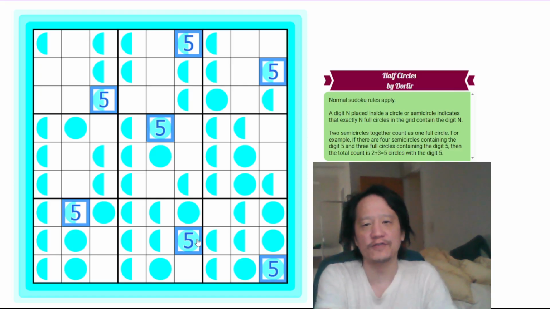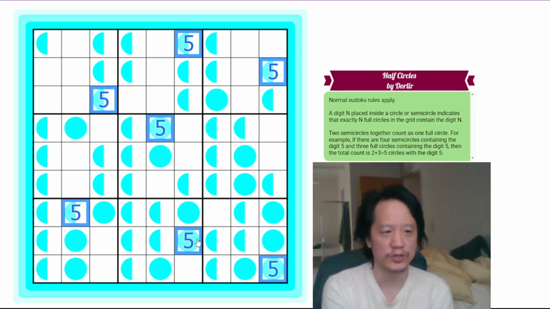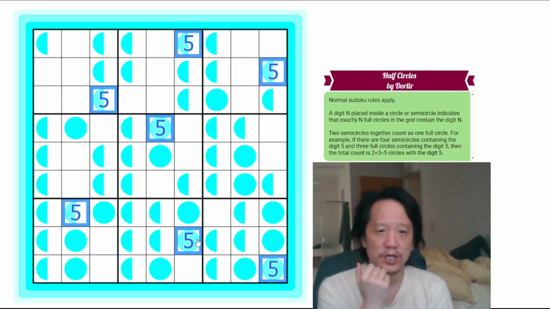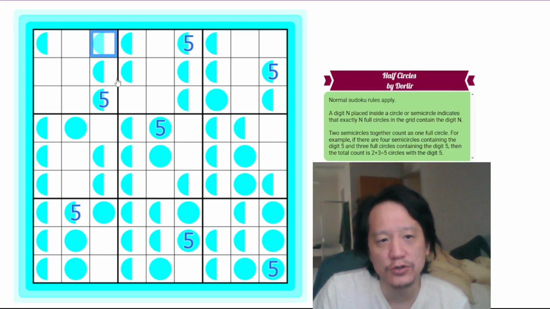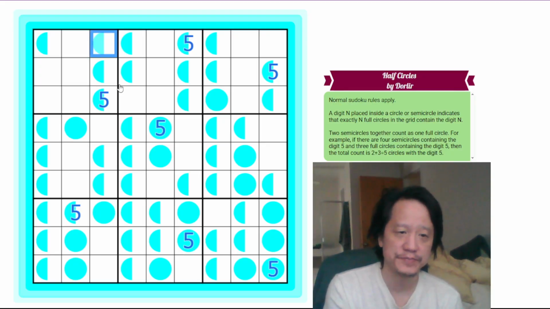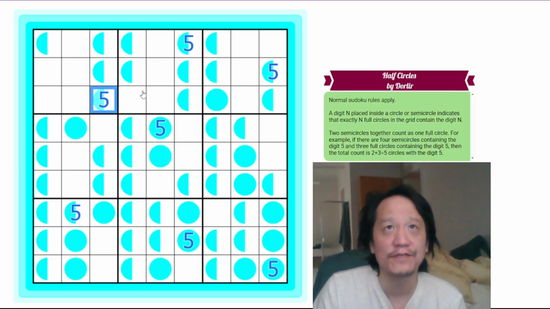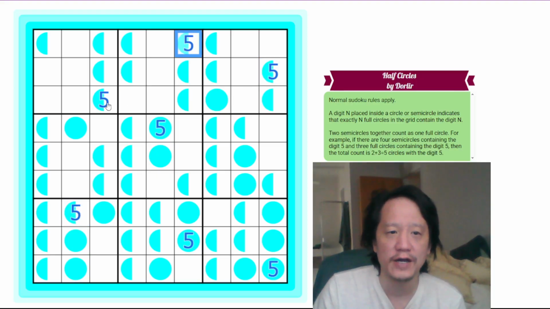If you've done other puzzles, there are circle puzzles where you basically count the number of digits in circles. But here, a semicircle counts as half a digit, essentially. So this is half a circle containing 5, half a circle containing 5, half a circle containing 5, half a circle containing 5, all adding up to 2 circles containing 5 for these 4 cells.